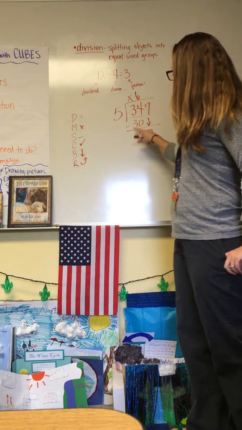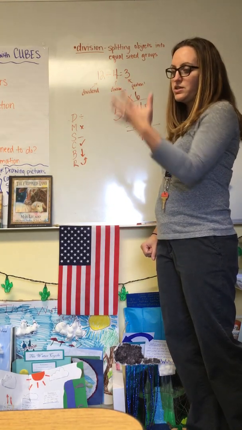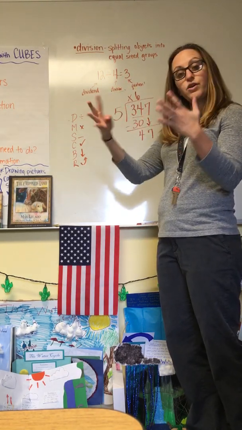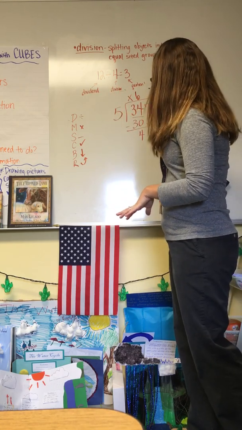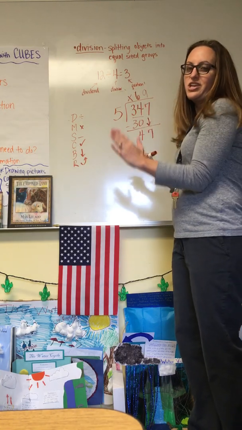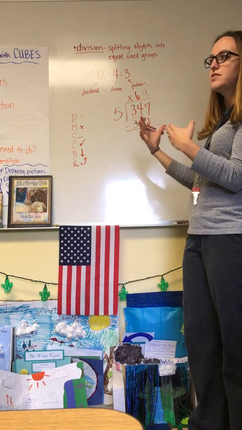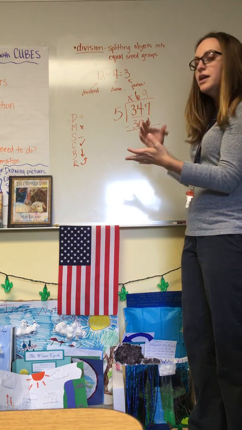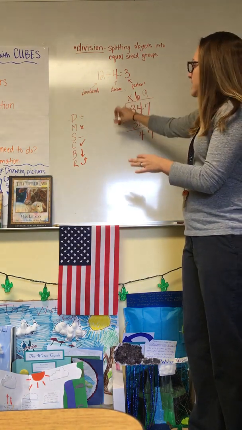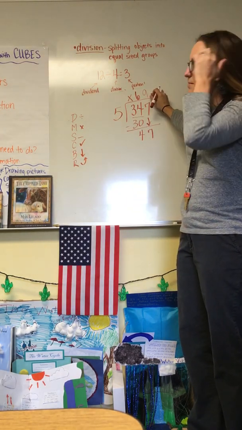How many groups of 5 can I get out of 47? Again, 5, 10, 15, 20, 25, 30, 35, 40, 45, 9. 9 groups. And 9 is the biggest number that I can write here because I'm going one digit at a time, and 9 is the biggest one-digit number. So that's kind of something to keep in mind. We're never going to have to be able to skip count past this number times 9 for long division because 9 is the biggest digit that I can write up here.